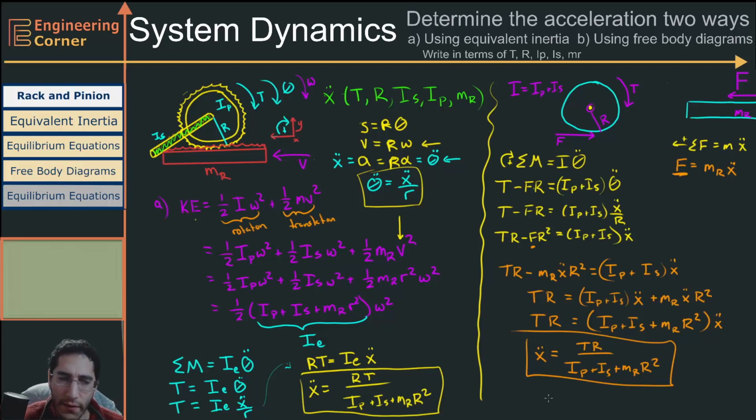So now we've derived the acceleration using free body diagrams. And my terms are backwards, RT and TR, but these right here are equivalent to each other, right? All my terms are the same, RT over IP plus IS plus MR R squared. And if you had more inertia terms or whatever, you would keep adding them to get your equivalent inertia, and you would go from there.